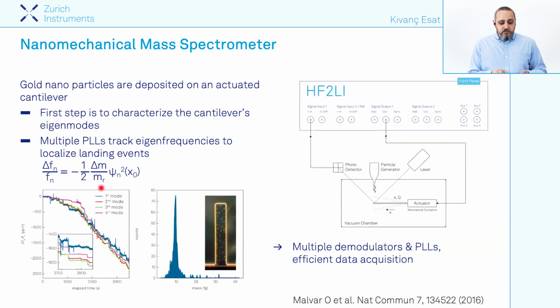And then we can basically use this data to fit this equation here that's also coming from the equation of motion. And the delta F, the frequency shift, can be related to the added mass. That's the delta M here. And the psi here corresponds to the mode shape essentially. And using these 4 parallel phase-locked loop measurements, we can depict the added mass and also its spectrum essentially in femtogram resolution. And here you actually see these individual particles adsorbed on the cantilever surface.